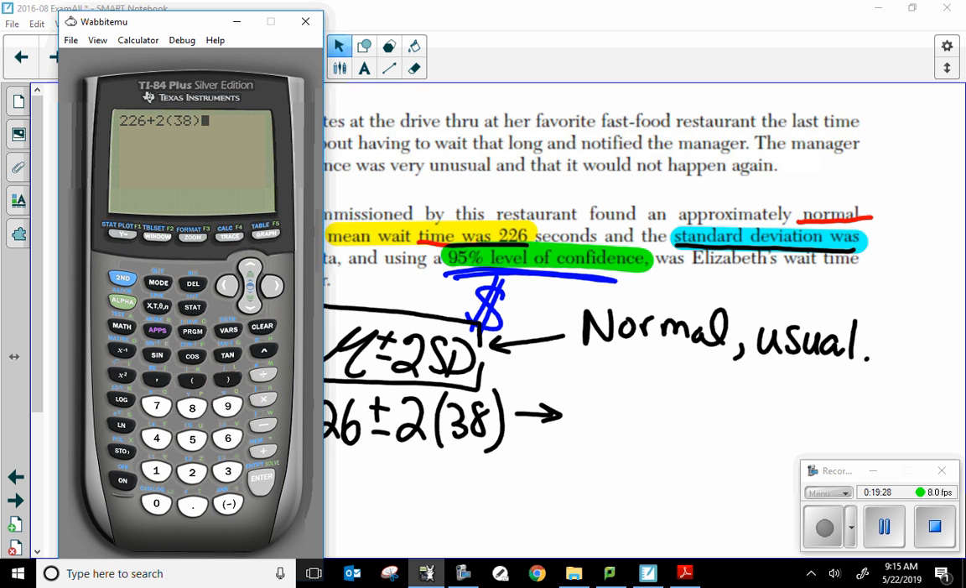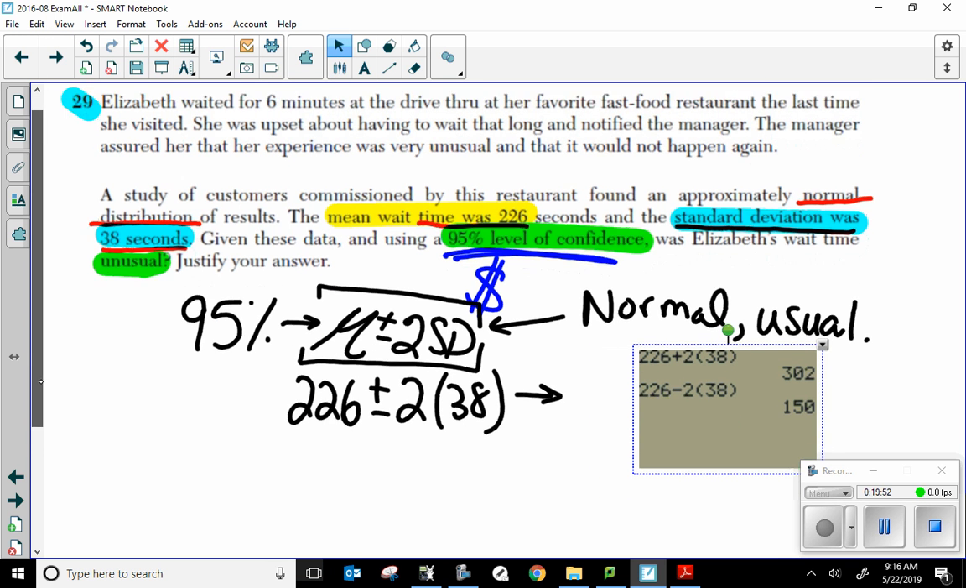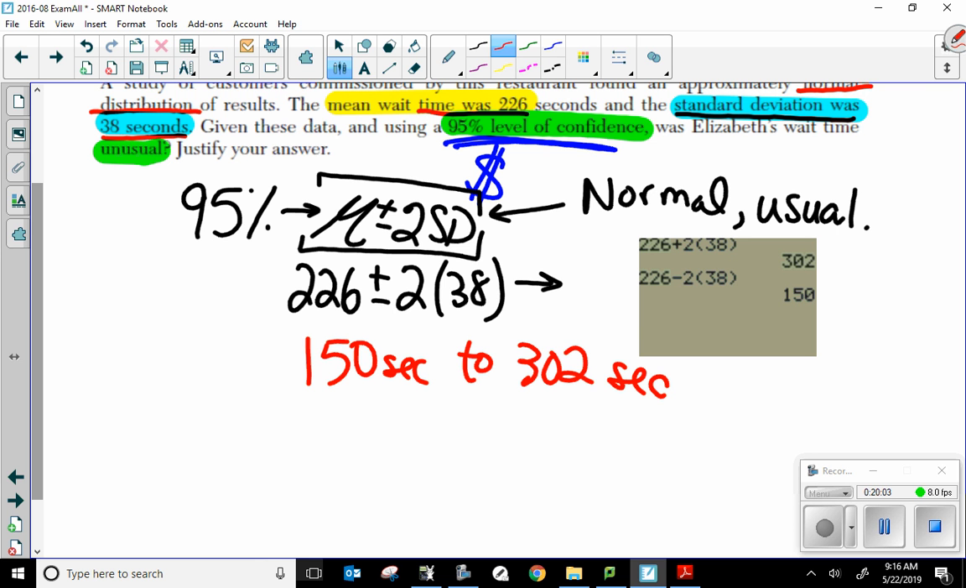There is no plus or minus button in the calculator. Don't try and find it. We've got to add the 2 standard deviations, and then we're going to subtract them. Boom. 302 is my high point. If I take 226 and subtract 2 of my standard deviation, which is 38, that's 150. So what I know for a fact right now is from 150 seconds to 302 seconds, this is my moneymaker. These are considered normal wait times.